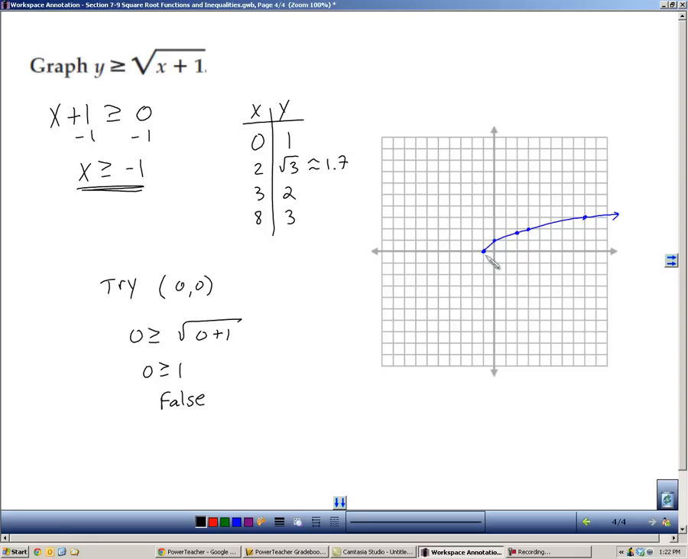Now, because my x went all the way to negative 1, I could try (0, 0). So I plugged in 0, and I've got a false statement, which means (0, 0) is on the bad side. So I'm going to shade everything above this line, but I'm not going to go any further left than negative 1, because the domain can't go left of negative 1, because that gives me negative values for the radicand.